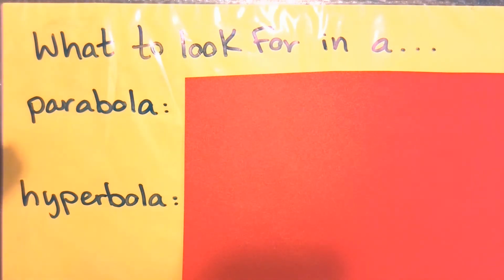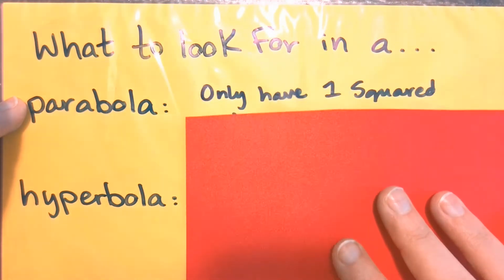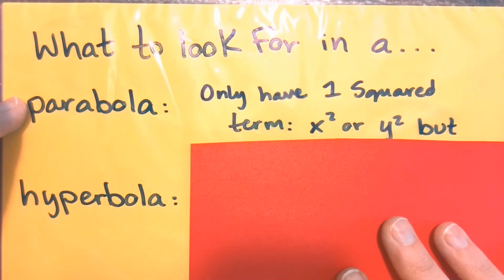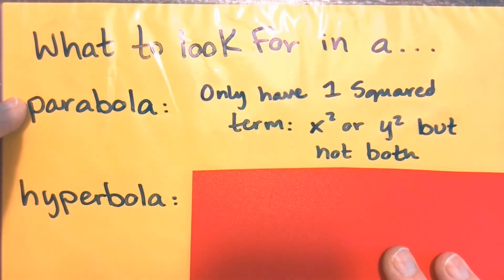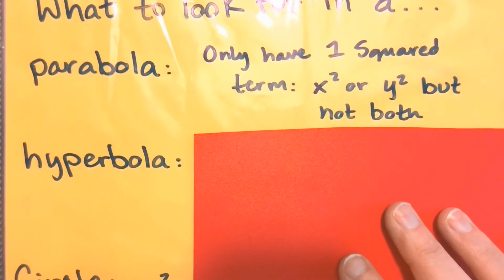So we're going to start with the parabola, and I know that that wasn't something that we looked at this week, but it is a conic section, so I'm going to include it here. If you've got a parabola, hopefully we remember enough about parabolas to know that they only have one squared term. So if I've got a parabola, I'm looking at that equation and seeing that it only has an x squared or a y squared, but it is not allowed to have both. Now the rest of these do have both.